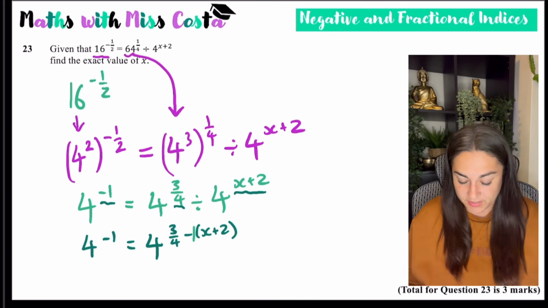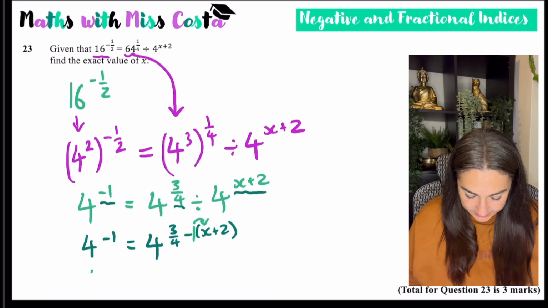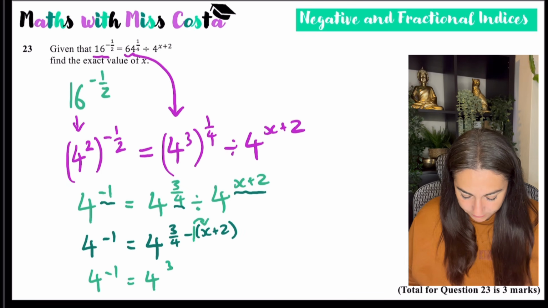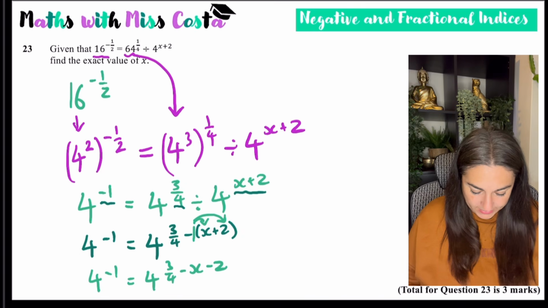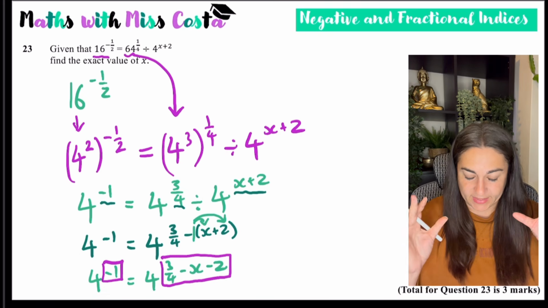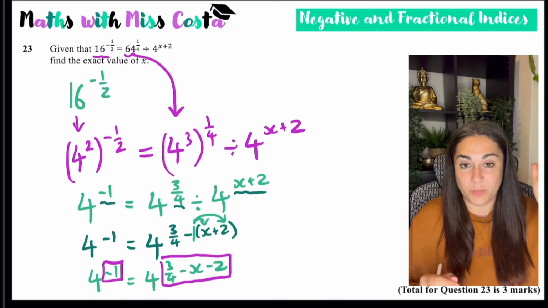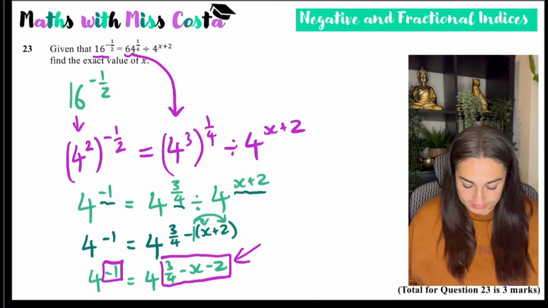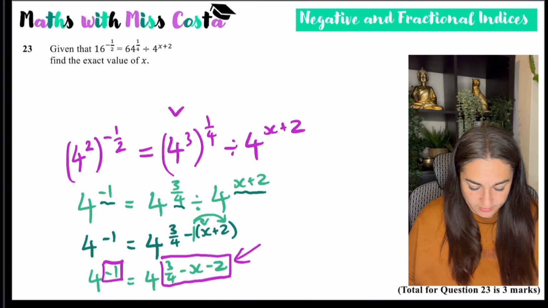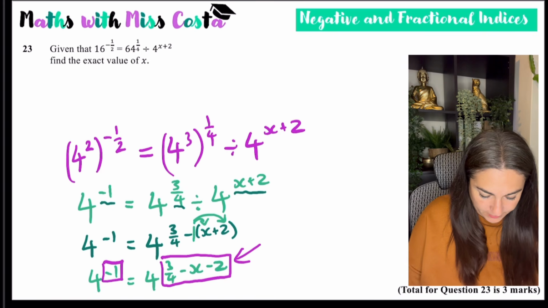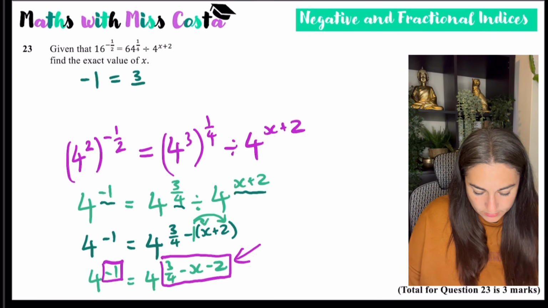Imagine there's a minus 1 in front of it, and then expand it. So that would be 4 to the power of minus 1 is 4 to the power of 3 quarters minus x minus 2, because minus 1 times 2 expands that way. Now, hopefully you can see that this must then be equal to this, because they're equal to each other. So 4 to the power of minus 1, whatever this is, it must simplify to make minus 1. So now I've got an equation that I can write. I know that minus 1 must equal 3 quarters minus x minus 2.